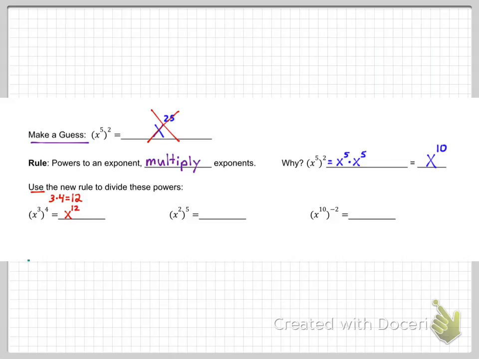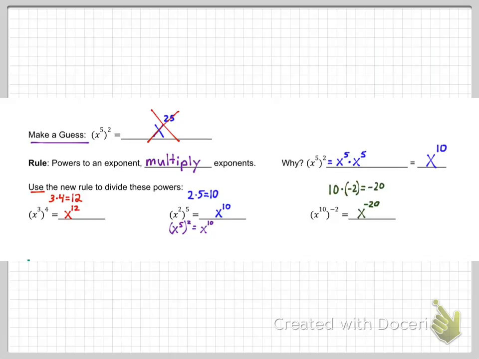X squared to the 5th, 2 times 5 is 10, so we get x to the 10th. Now I picked this one because I wanted to show you guys something special. Just like you can multiply 2 times 5 and 5 times 2 and you get the same result, you can also raise a power to an exponent and you get the same result there. X squared to the 5th power is the same as x to the 5th squared. They're both x to the 10th. The last one here, 10 times negative 2 is negative 20, so we get x to the negative 20th.